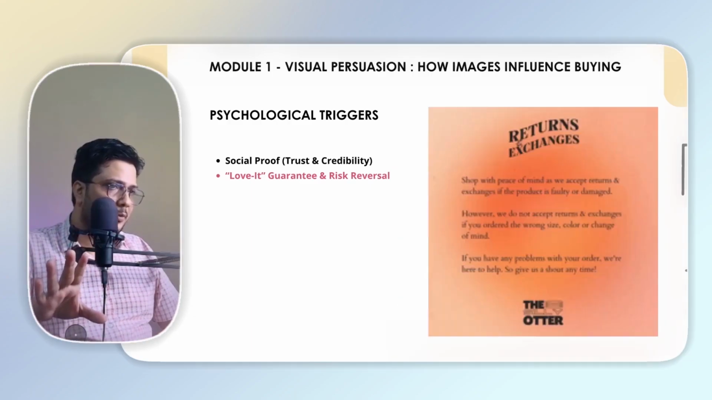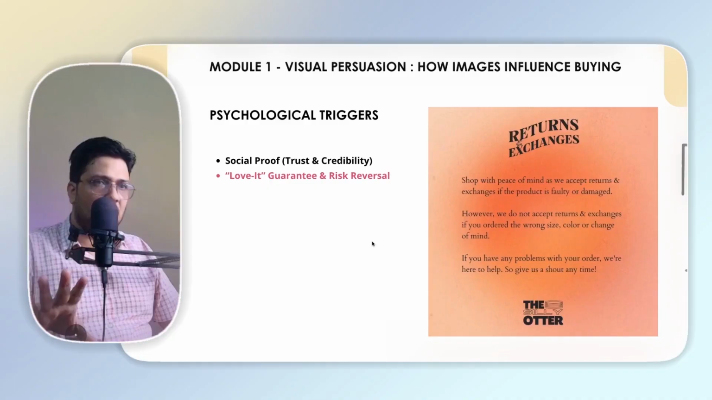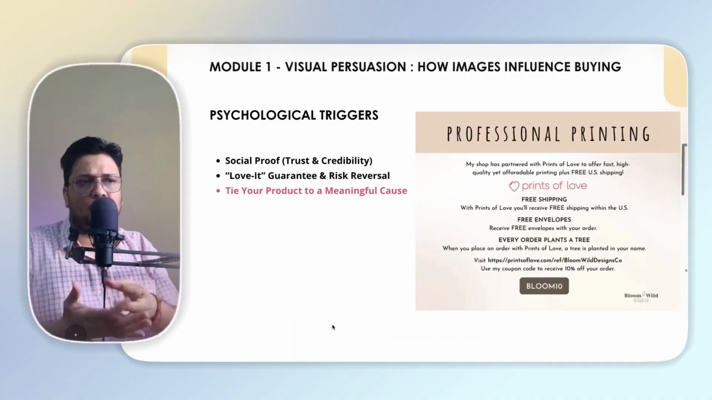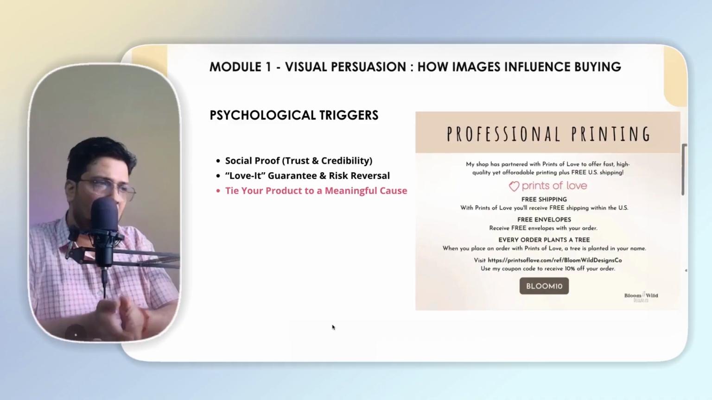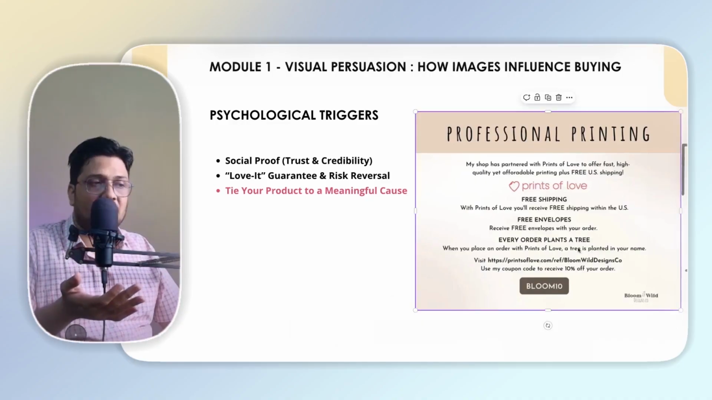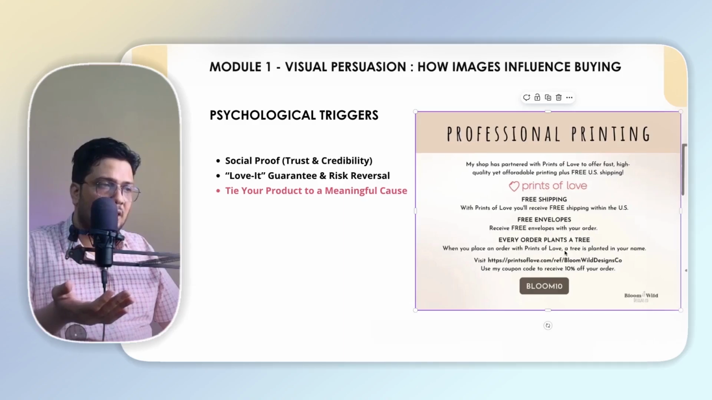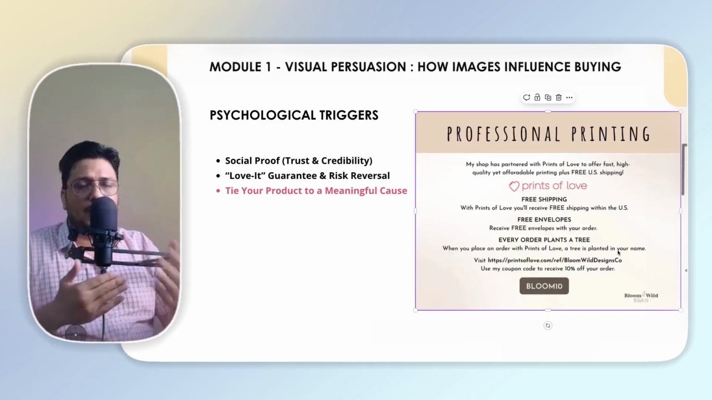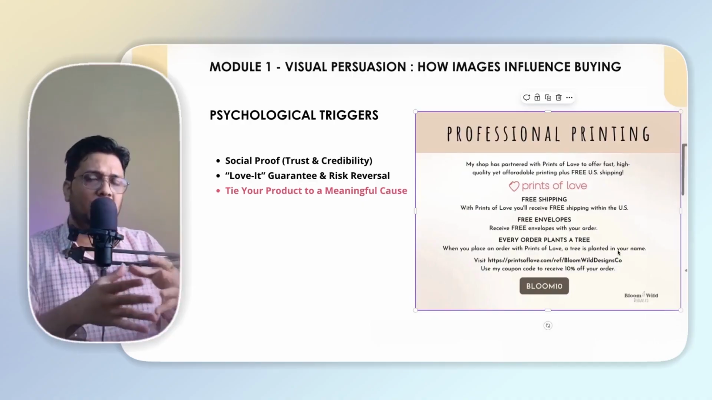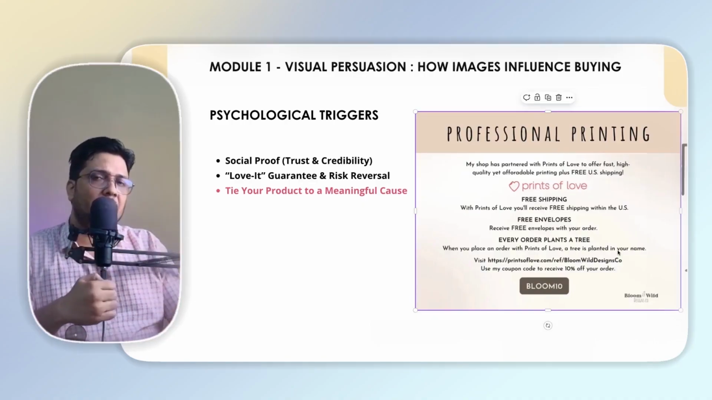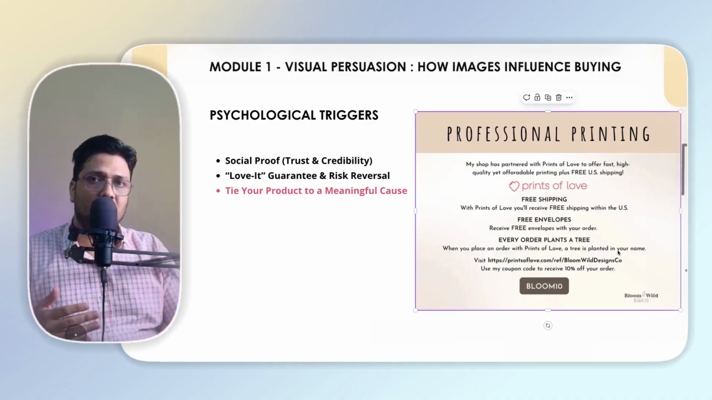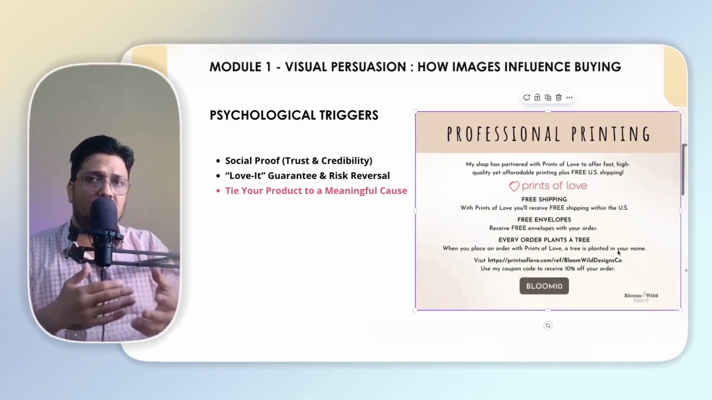There are other examples of love it guarantee, which show return exchanges. And then finally, if you can tie your product to a meaningful cause. So if you look at the store, it says every order plants a tree. When you place an order with Prints of Love, a tree is planted in your name. Connecting your store with a noble cause will also push your customers to make a purchase if they identify with the problem or the noble cause that you are partnering up with. So this is another psychological trigger that you can use.